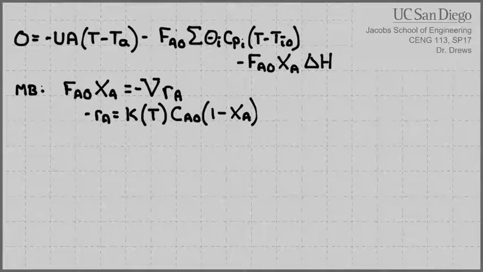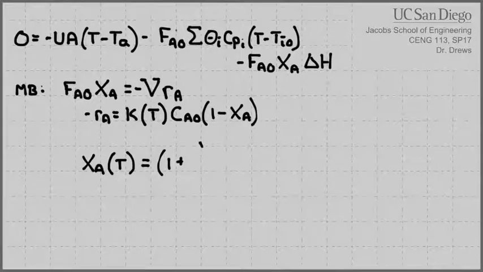So we combine our material balance with our rate law, and we can determine that our XA, and here again I'm going to be explicit and mention that XA is a function of temperature. If you plug all of this in and rearrange, you'll get something that looks like this.